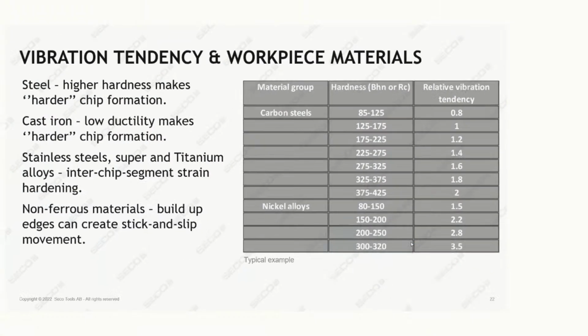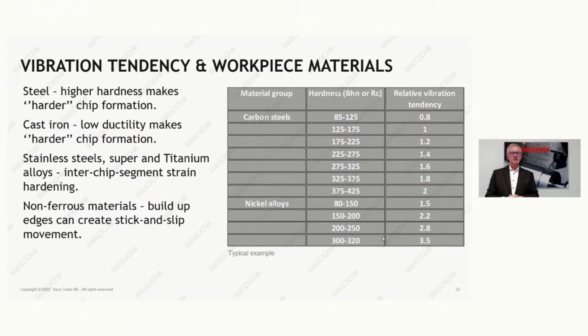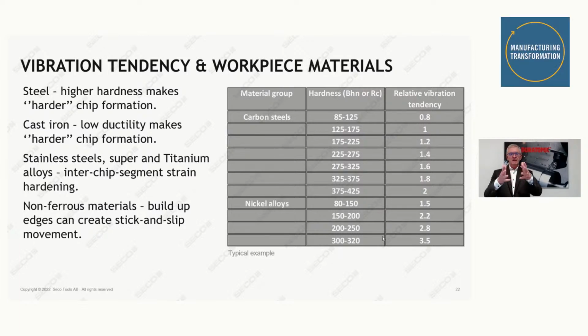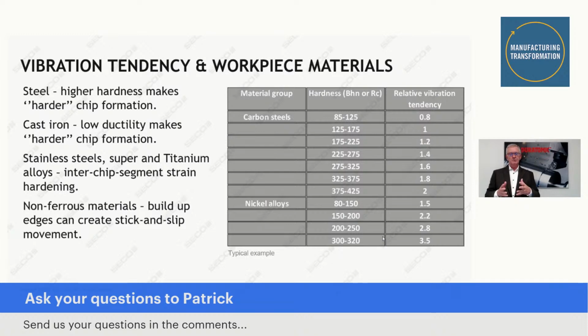Vibration tendency, micro vibrations, and workpiece materials. What you see here is just a little bit of a very big database, where we indicate, based on types of materials and the hardness, because the ductility and the hardness to a big extent is a very good indicator for risk for having micro vibrations. Be aware that in steel, higher hardnesses create higher risks for micro vibrations.